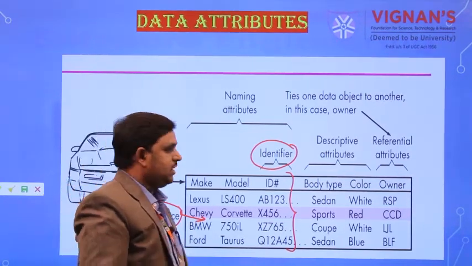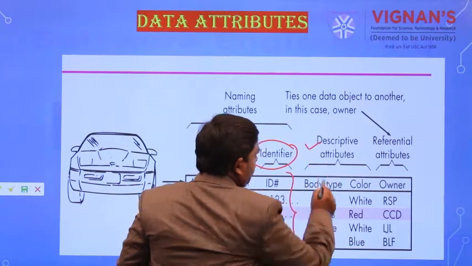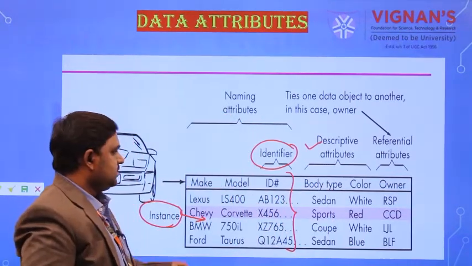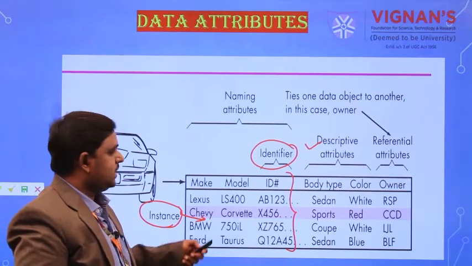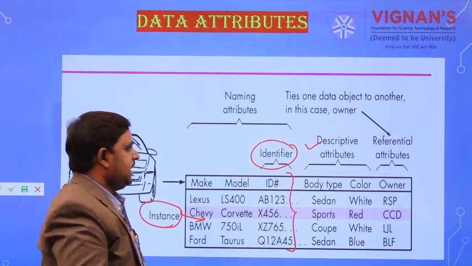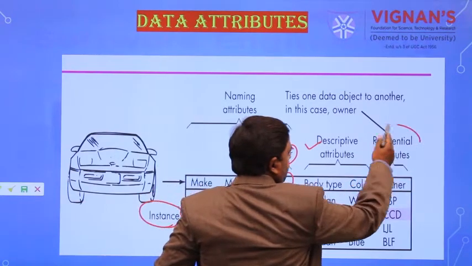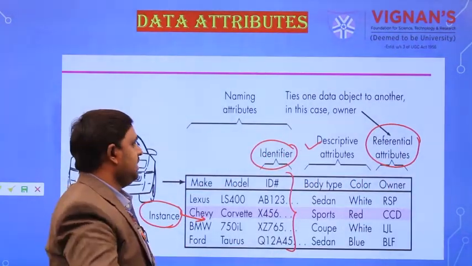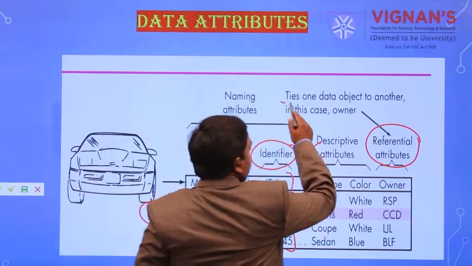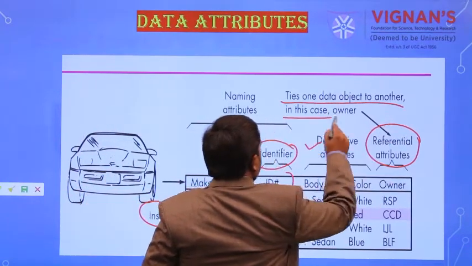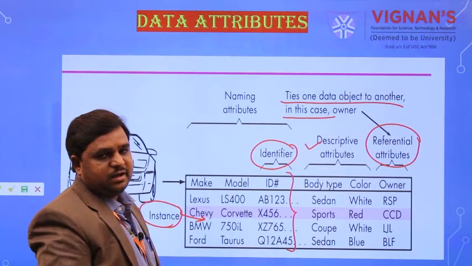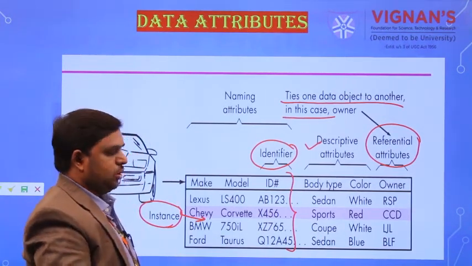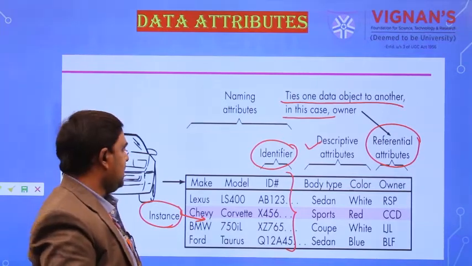And we have different kinds of attributes, like descriptive attributes, which describe the body type and color. So that is descriptive attributes. The next one is referential attributes. Referential attributes are interrelated; they tie one data object to another. That means they have references, or a link, to other data objects. So that is referential attributes.